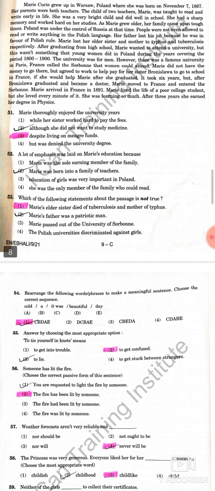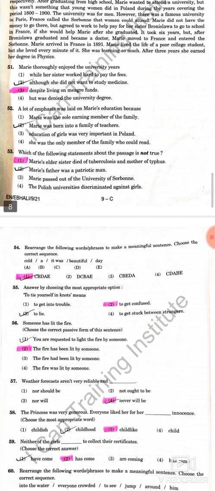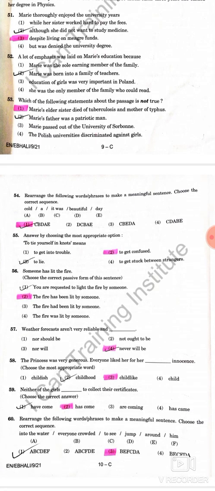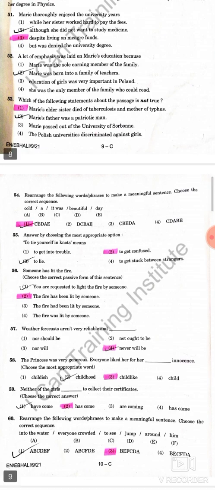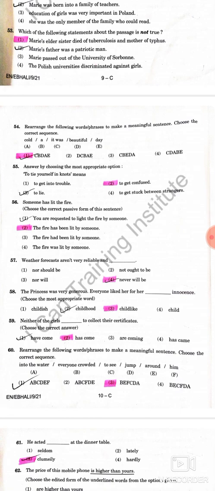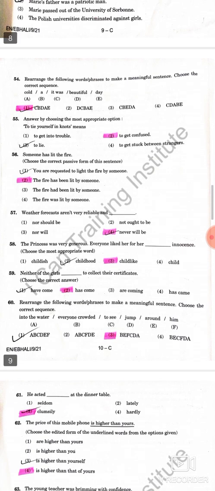Question number 53. Which of the following statements about the passage is not true? And the answer is option number 1. Question number 54. Rearrange the following word phrases to make a meaningful sentence. Choose the correct sequence. Cold / a / it was / beautiful, and the answer is option number 1. Question number 55. Answer by choosing the most appropriate option. To tie yourself in knots means, and the answer is option number 2. Question number 56. Someone has lit the fire. Choose the correct passive form of this sentence, and the answer is option number 2.